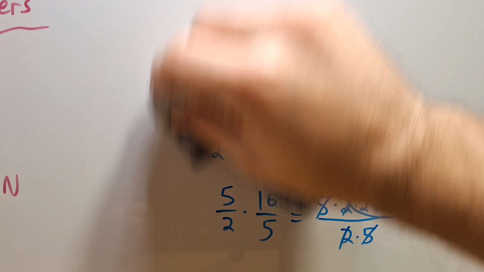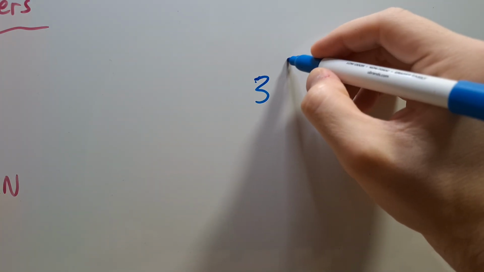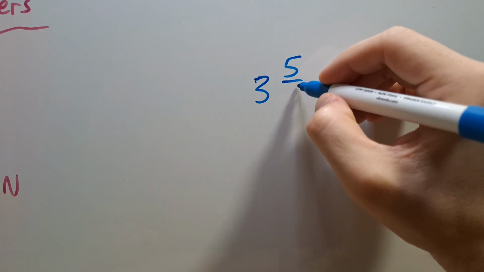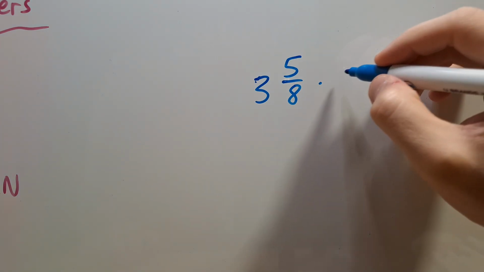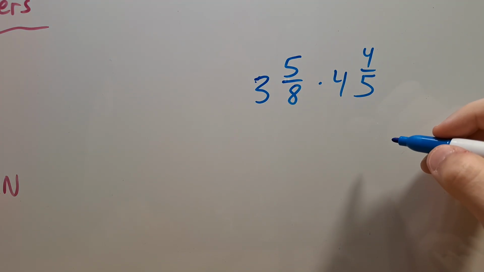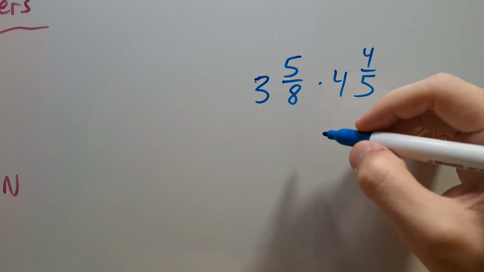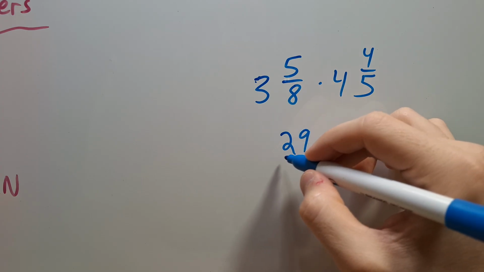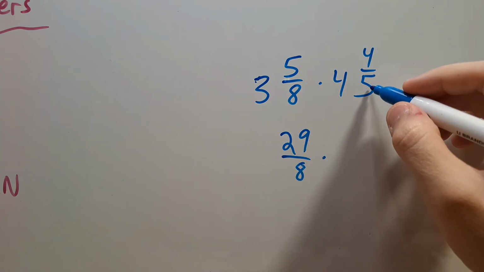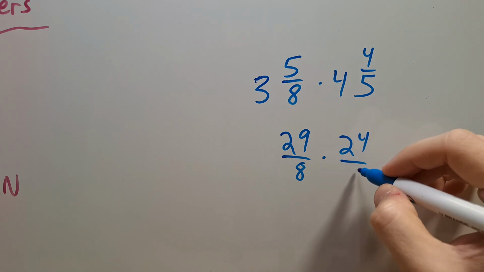Let's look at one more. We're going to look at 3 5/8, and we're going to multiply by 4 4/5. First thing we'll do is convert. 8 times 3, add 5. That gives me 29 over 8. 5 times 4 plus 4, that gives me 24/5.